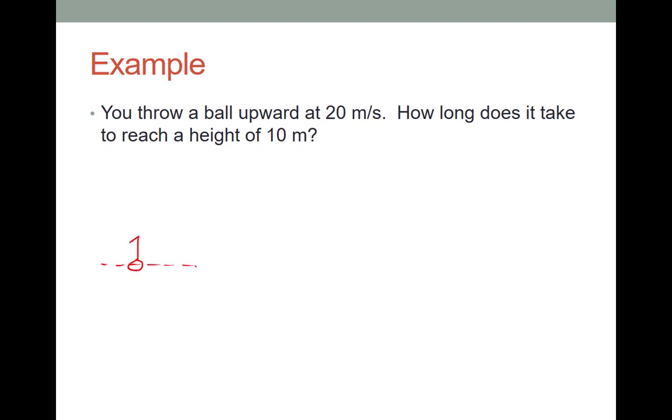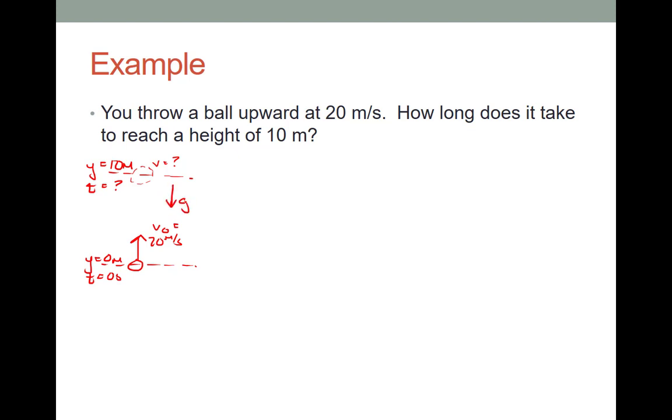Okay, so again, drawing my picture, 20 meters per second is my initial velocity. I'm going to let where it starts equal 0 meters. And that's my t equals 0 point. Come up here. This is at a position of 10 meters. And I don't know how long it took to reach there. The other thing I don't know is how fast it's moving at this point either.